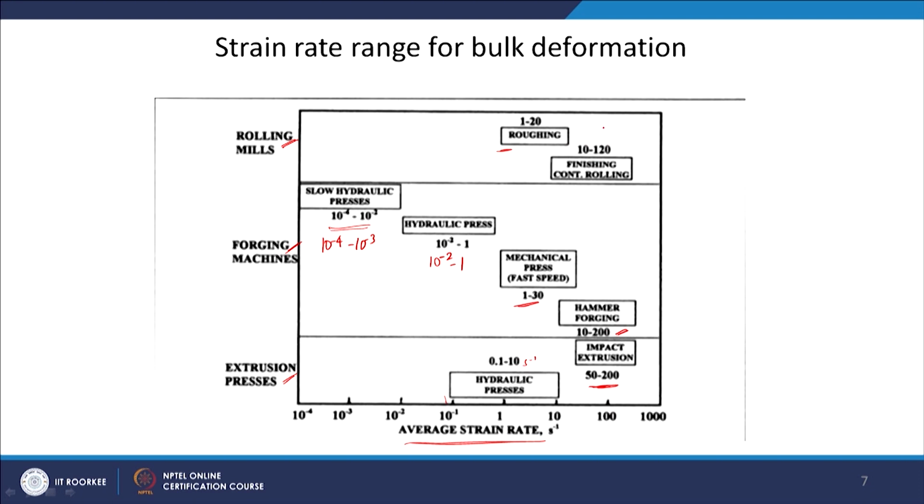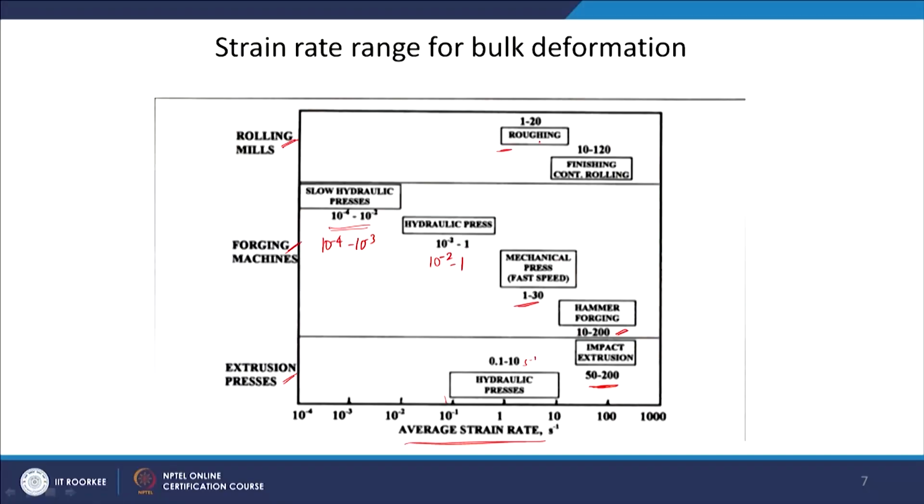Roughing you usually do in the initial phase of processing. After the ingot casting you have made big ingots, and you want to roll them. These are done usually at high temperature. In roughing you want to impose higher strain rate and higher strain on the material. And when it is coming to the final shapes, which are going out to sell in the market, there we do the finishing operation.